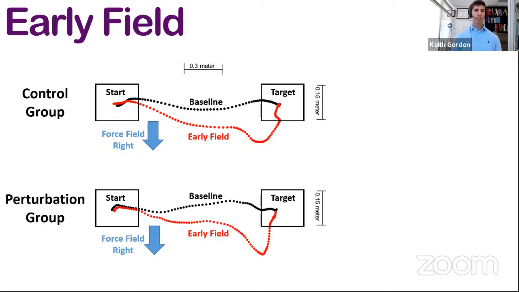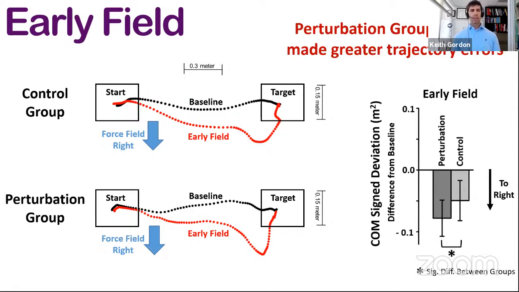We see a similar center of mass trajectory during the early field when we observe the data from a representative participant from the perturbation group. Right, they're deviated in the same direction as the field. If we take a look at the group averages, we actually found that the center of mass deviation in the direction of the force field during early field was significantly larger in the group receiving the prior perturbations, or the perturbation group. Now, we were actually quite surprised by this, as we had assumed that the repeated exposure to the prior pseudo-random perturbations would lead to the adaptation of control strategies that would increase resistance to all external lateral perturbations when compared to the control group.